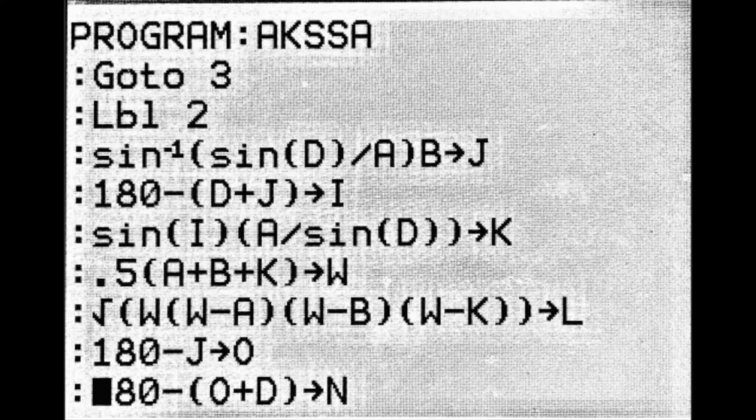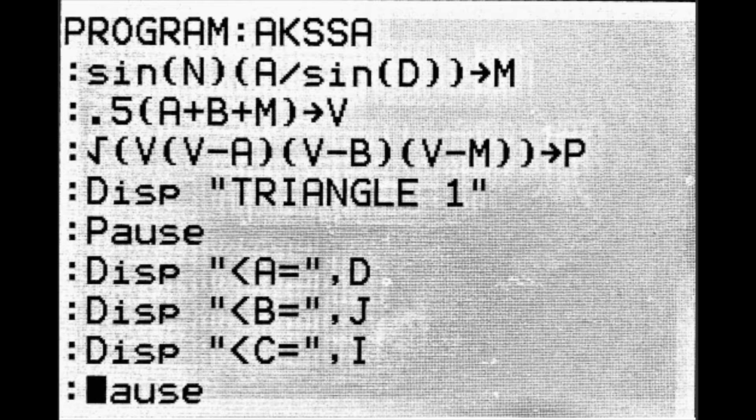Where you see 180 minus j stored as O is where we will begin to solve triangle 2. We will use the law of sines to get side C and again use Heron's formula to get half of the perimeter and then the area.